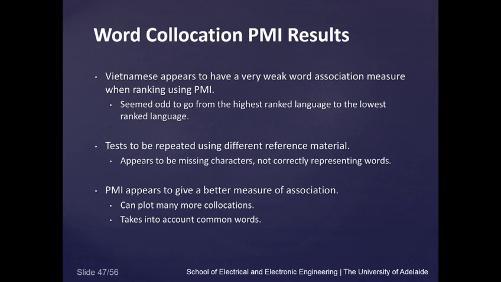Based on this, we have to repeat these tests using a different reference material. When we were looking at the actual material itself, it appears to be missing possible characters. This may be due to representation of accented characters within text files not appearing correctly, and this in turn means that words aren't represented correctly. Although we can also see that PMI appears to give a better measure of association, as we can plot many more collocations, and it also takes into account the common words.